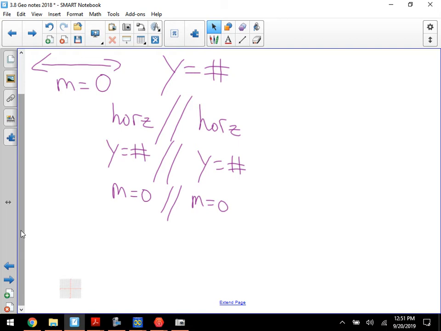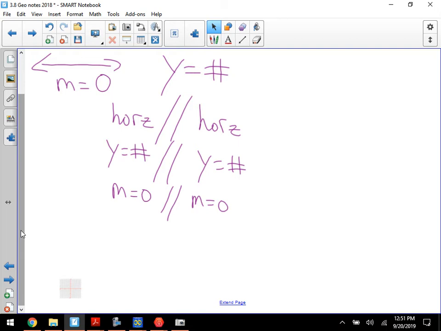So, horizontal lines are always parallel to horizontal lines. That means that y equals a number is always parallel to y equals a number, because the slope is 0, which is parallel to a slope of 0. I'm going to come back to using this here in a couple minutes, but for right now, I just want to write that out. Okay? Not terrible?